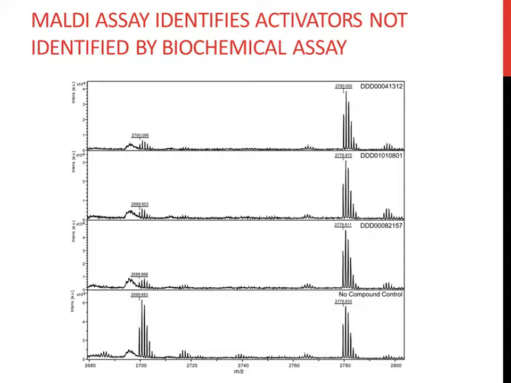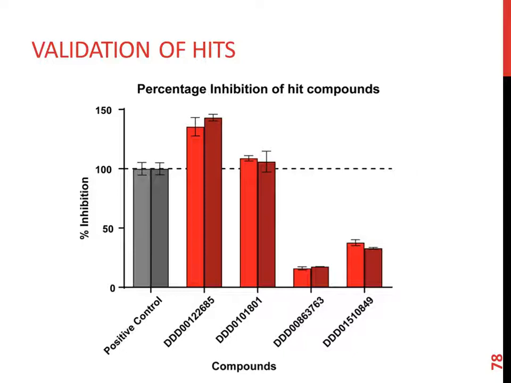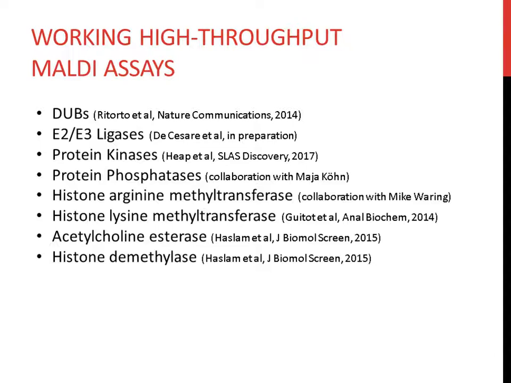You see here in the spectra, at the bottom is how it normally looks. You see on the left the substrate, on the right you see the product, and you see that the ratio is obviously much higher shifted on the top compounds. And we could further validate these compounds. Some of them, really like this one and the second one here, show about 40-50% activation, while our inhibitors on the right-hand side really show out to be inhibitors.